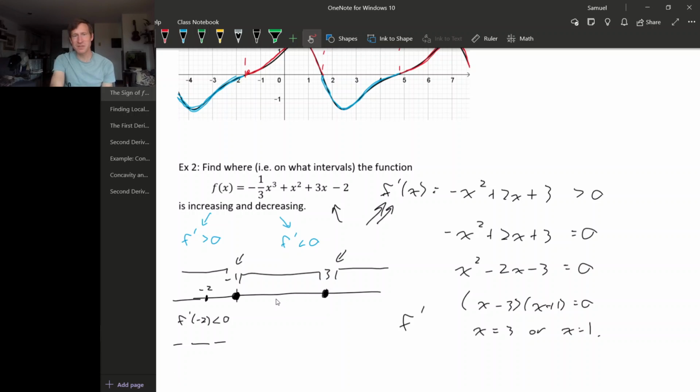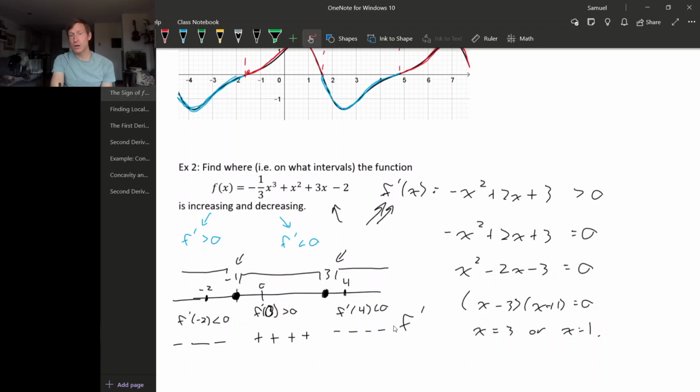All right, well now we can do the same thing for the interval from -1 to 3. 0 would be a nice point. f prime of 0 is 3. That's positive. So from -1 to 3, f prime has to be positive. Now from 3 onwards, we could plug in, I don't know, how about 4? Let's see, -4 squared, that's -16, plus 8 is -8, plus 3 is -5. So f prime of 4 was negative. So negative like this.